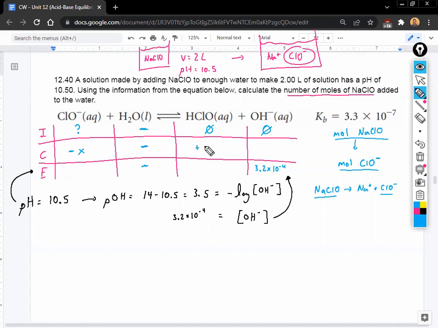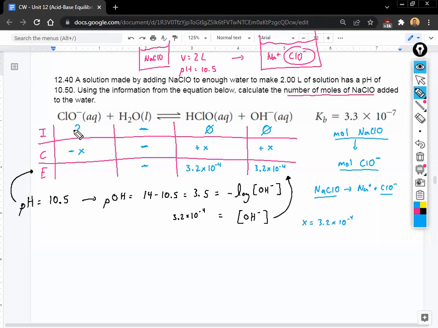And then that means we gained some amount of HClO and some amount of OH minus. Now, you should be able to see that if I started with 0 and I gained X and I got 3.2 times 10 to the negative 4, that means we know that X is going to be equal to 3.2 times 10 to the negative 4, right? Because that's how we go from 0 to that. So what that means is since HClO also gained the same amount, we're going to have 3.2 times 10 to the negative 4 here.